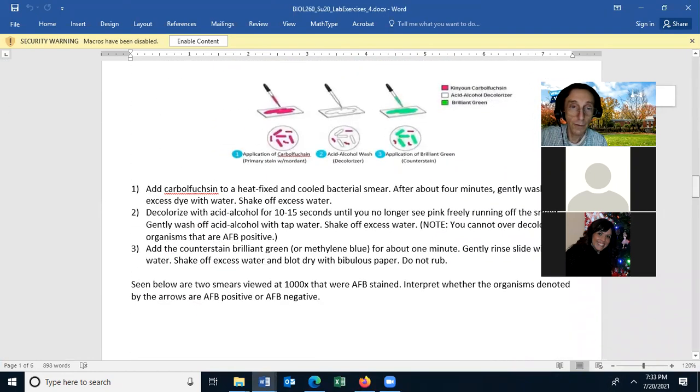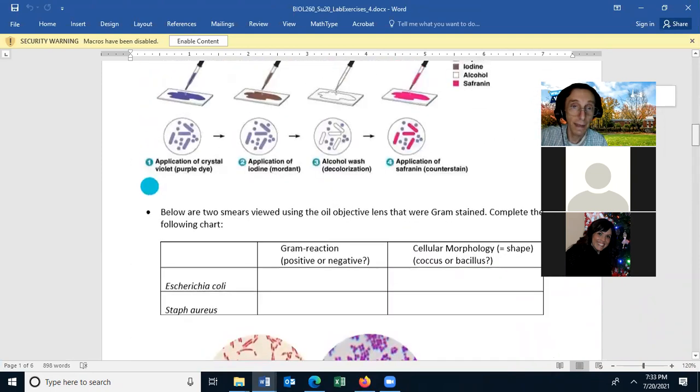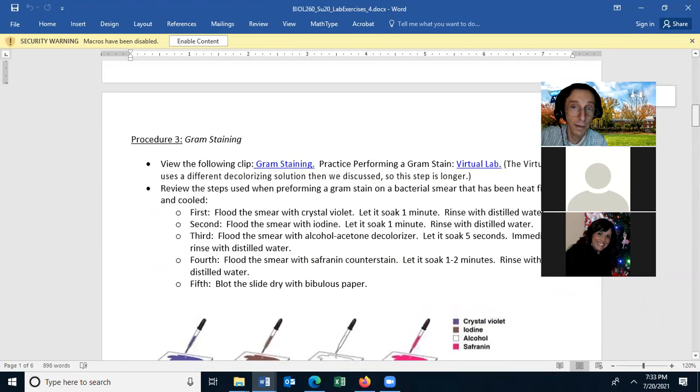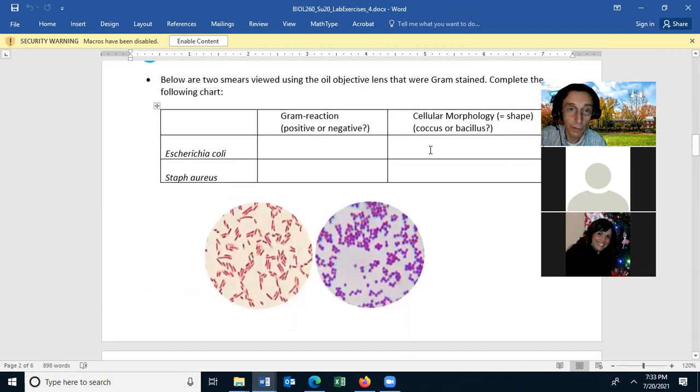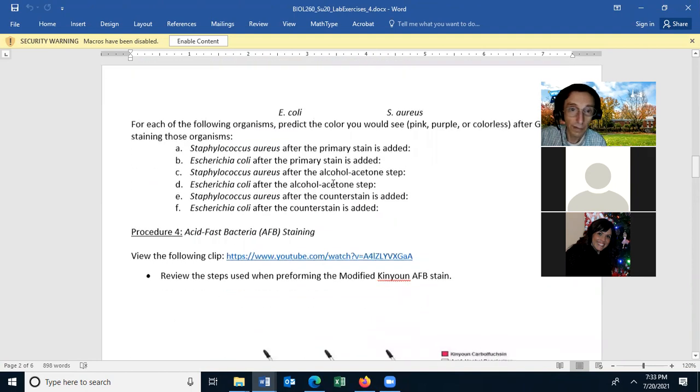So we have a virtual lab on the gram stain. Watch that and work with it. It'll allow you to do the gram stain on your computer. And then read through these different steps, go through the procedure, and then answer these questions in the table. Answer the questions here, not in the lab module, do it on the worksheet.